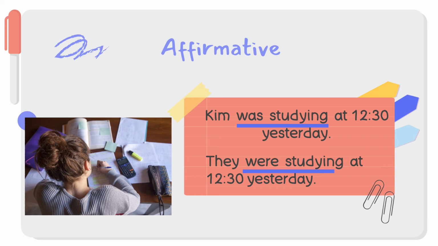Kim was studying at 12:30 yesterday. They were studying at 12:30 yesterday. So we have for I was, she was, he was, it was. We were, they were, you were.